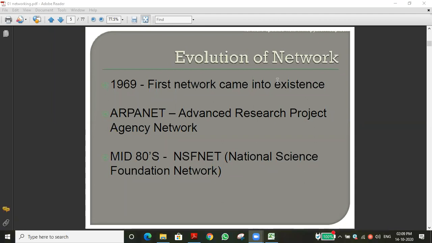For example, I think Roosevelt. Have you heard the name Roosevelt? One of the former presidents of the U.S. I forgot his full name. Who is the current president of the U.S.? Trump, sir, Donald Trump, and previously it was Barack Obama. Likewise, long back it was Roosevelt, I think.